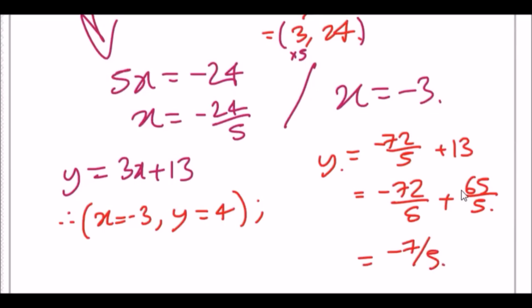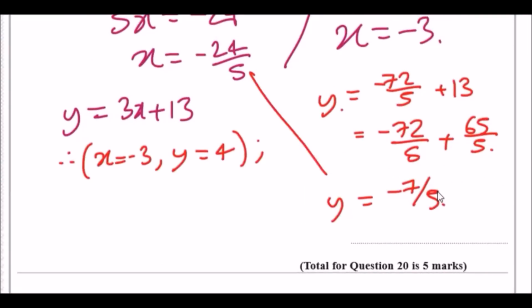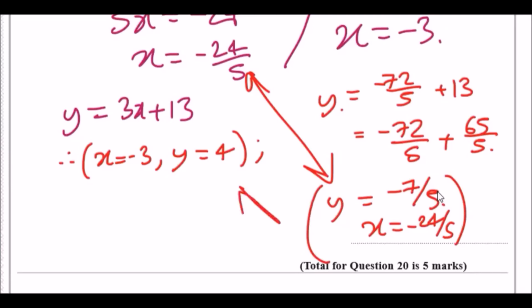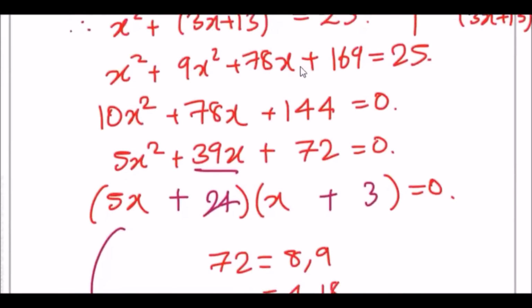So your two corresponding other two pairs would be minus 24 over 5 and this. Yeah, so always pair them together, yeah? So this would go with x equals minus 24 over 5. So two different solutions. Right. So yeah, so far so good.